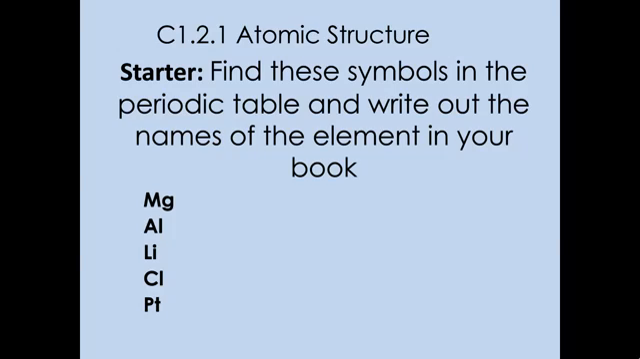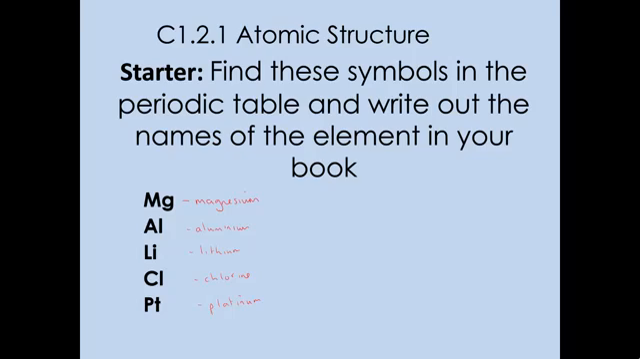Okay, so we should have found that Mg is magnesium, the Al is aluminium, Li is lithium, Cl is chlorine, and Pt is platinum.